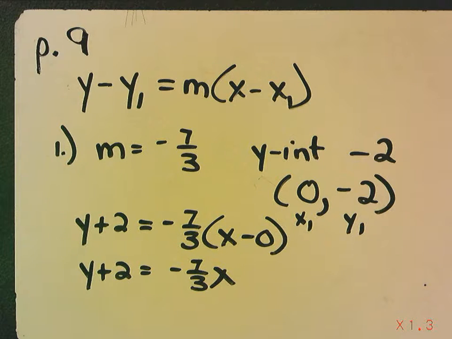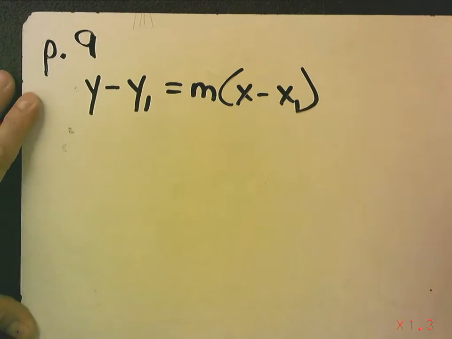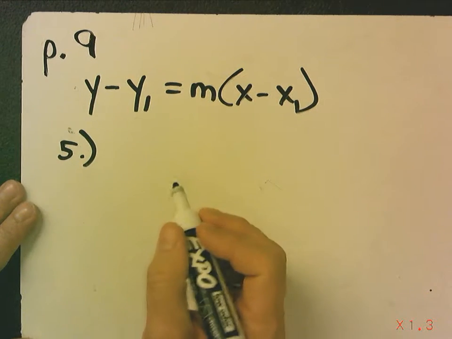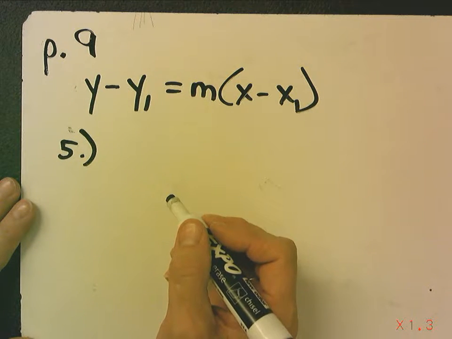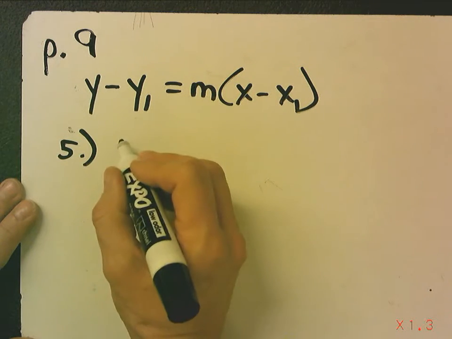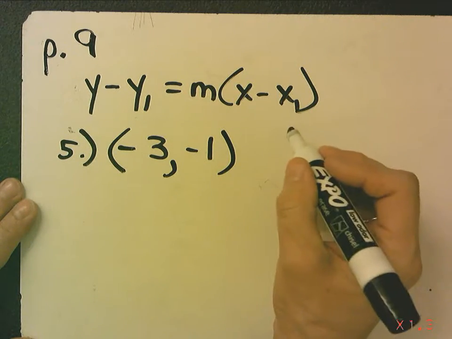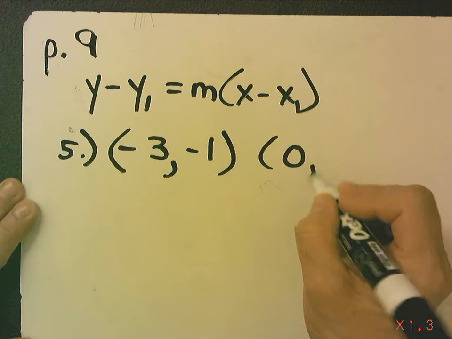Then we're going to look at number 5. It says write the point-slope form of the equation of each line. Okay, so for this, let's do number 5. If I look at the graph, I have to look at the graph to come up with the points. The point negative 3, negative 1 is 1 point. The other point is 0, negative 4.